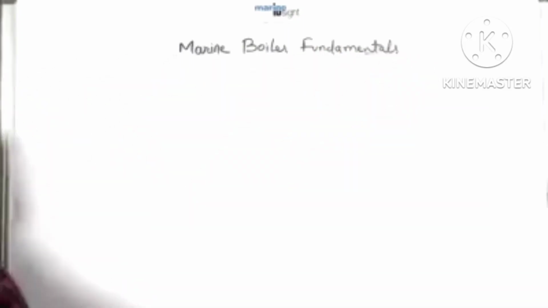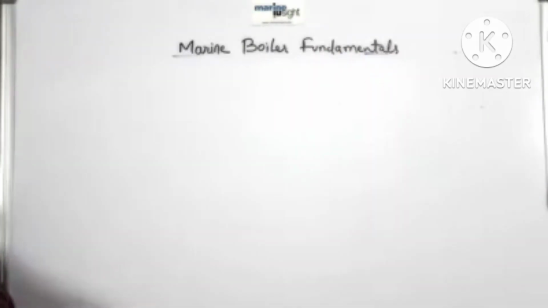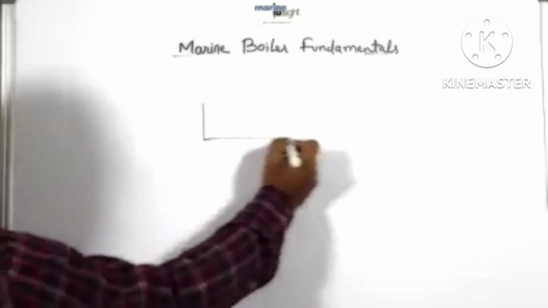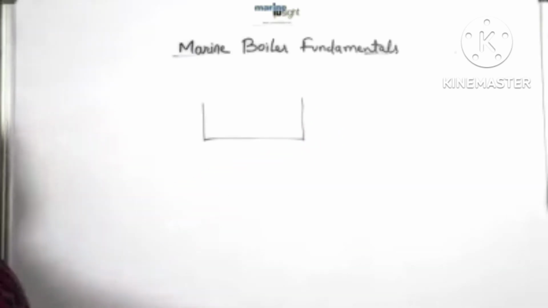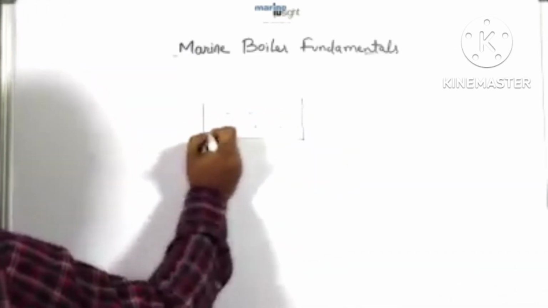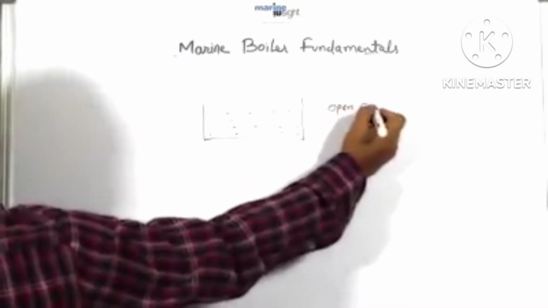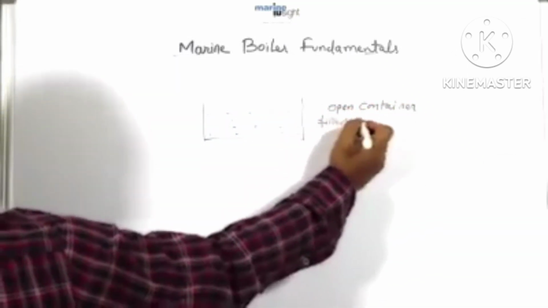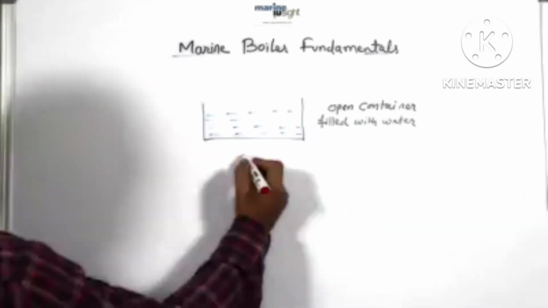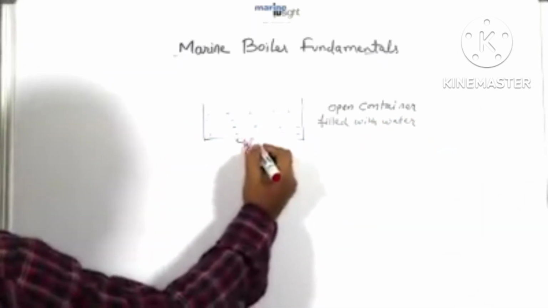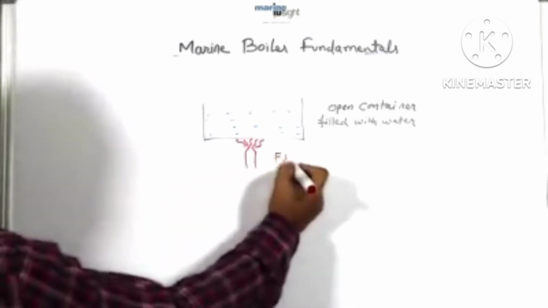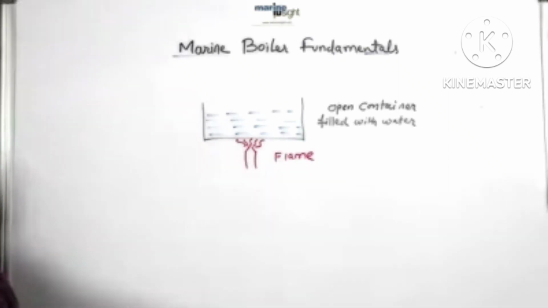Now we will take these concepts and apply them in a practical way by building a marine boiler from scratch. The easiest method to produce steam is to keep water on a heat source. Let's take a container filled with water and open to the atmosphere. Keep this container on a high temperature flame. Water will start boiling and steam will be produced after some time.